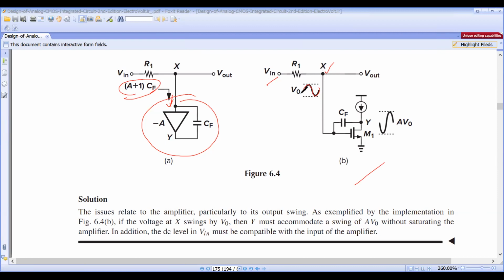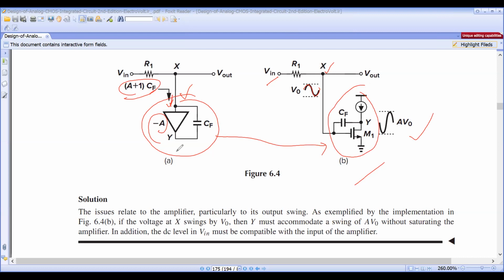Then Y must accommodate a swing. Since the input of this amplifier has a swing, the output must also produce a swing. So what is the swing at this point? Because the input swing is V0 and the gain of the amplifier is A, the gain is multiplied with the input swing, so A into V0, without saturating the amplifier. In addition, the DC level in Vin must be compatible with the input of the amplifier.